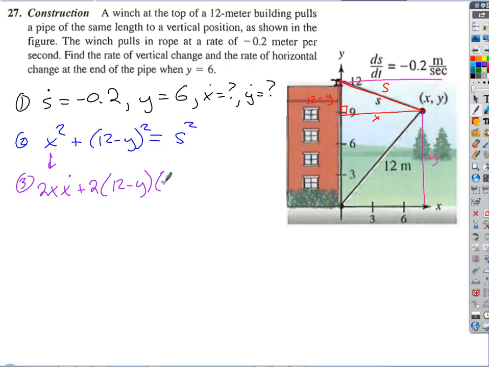Just chain rule, right? I've got the derivative of the quantity squared is 2 times the quantity to the 1. What's the derivative of 12 minus y? The derivative of 12 is 0. The derivative of negative y is negative y dot, since there's no power there, right? Equals 2x x dot, right? Good?